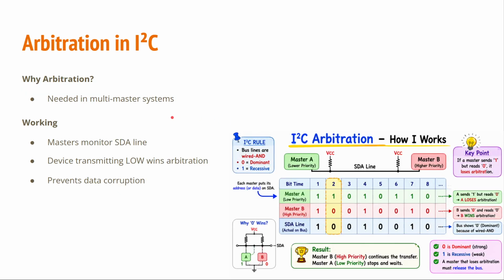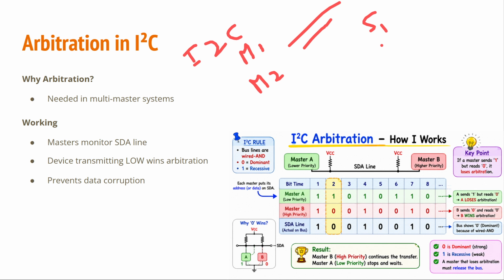Next, arbitration. Why is arbitration needed? We have already discussed that I2C supports multi-master, multi-slave. For example, I have MCU1 and MCU2. Both my MCUs are connected to a single I2C line, and here I have slave 1, slave 2 and slave 3, so three slaves. If at a time master 1 and master 2 want to access my slave 1 or slave 2, there is a racing condition between master 1 and master 2.